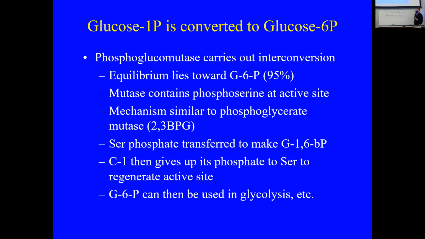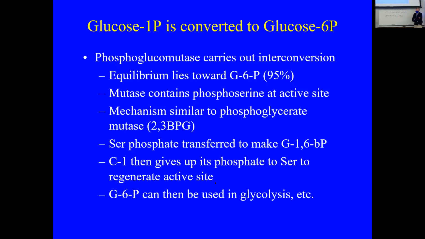So glucose 1-phosphate, if we are producing that as far as glycogen breakdown, is not immediately usable for glycolysis. So there is an additional enzyme that is part of glycogen breakdown. It is called phosphoglucomutase. And it's able to interconvert glucose 1-phosphate to glucose 6-phosphate, or conversely, glucose 6-phosphate to glucose 1-phosphate.